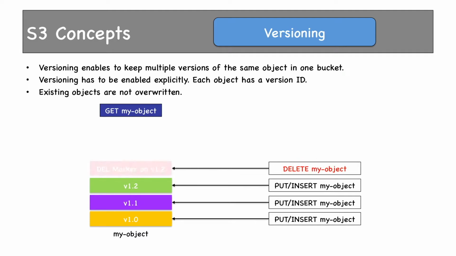Now you are deleting this object. This time the latest version would be deleted, keeping the older versions untouched. So version 1.2 will be deleted, or a delete marker will be placed on that version. If you try to get that object, it will return the latest version, but the latest version has been deleted. So it will say object not found.